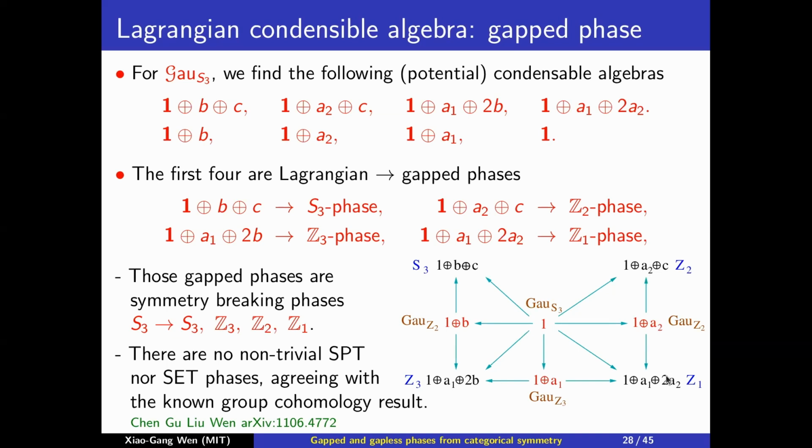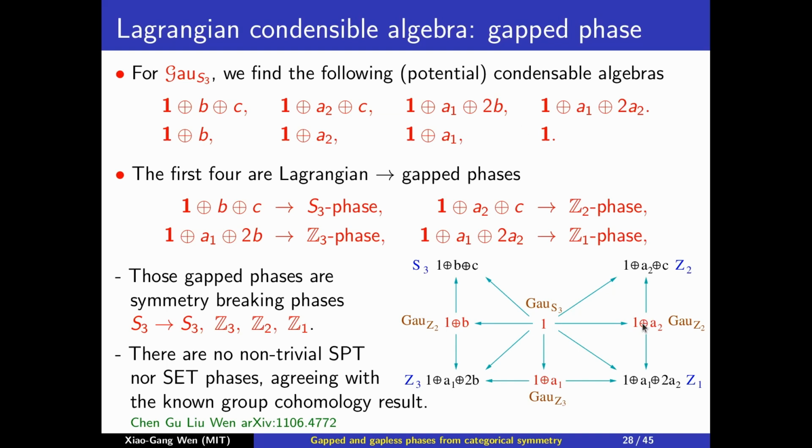Here is only one A2, here's two A2. So this is a subspace, so it's a sub-algebra. Okay. So if you condense 1 plus A2, this is not a maximum condensed algebra. This is one of the non-Lagrangian condensed algebras. If you condense this algebra, what happens to this S3 gauge theory?